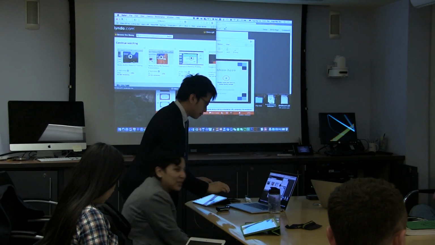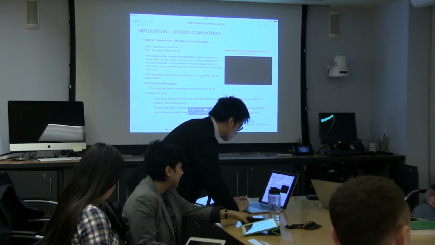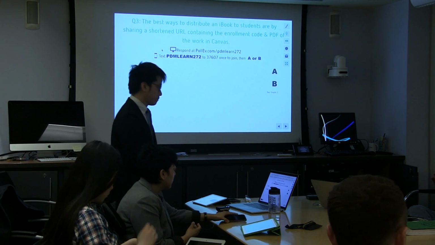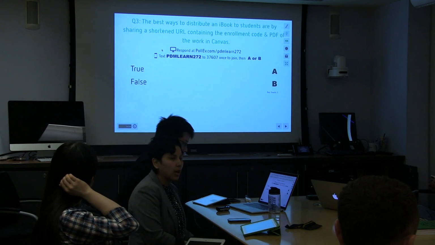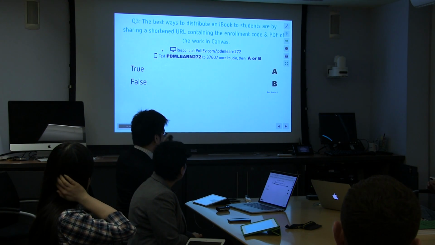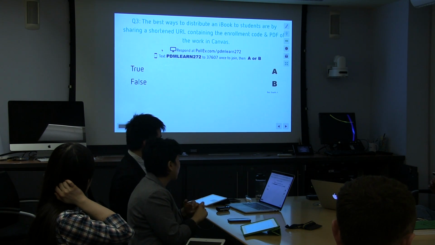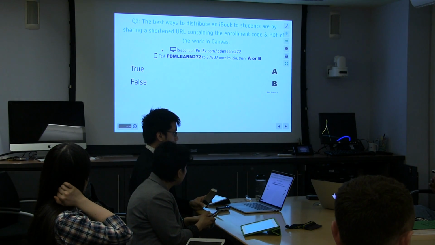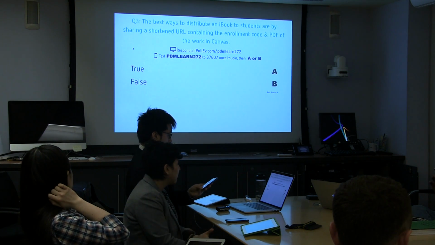So now we have a small quiz for you, because we like to test out our audience, so go ahead and break out your phones again. So, we talked a bit about some of the best ways to distribute your iBook to students. So, the best way to distribute an iBook to students is by sharing a shortened URL containing the enrollment code or sharing a PDF in Canvas. True or false? So we'll let that run for a minute.